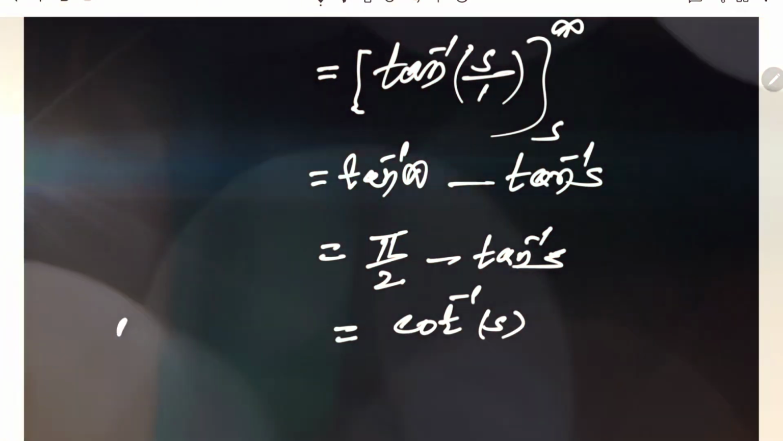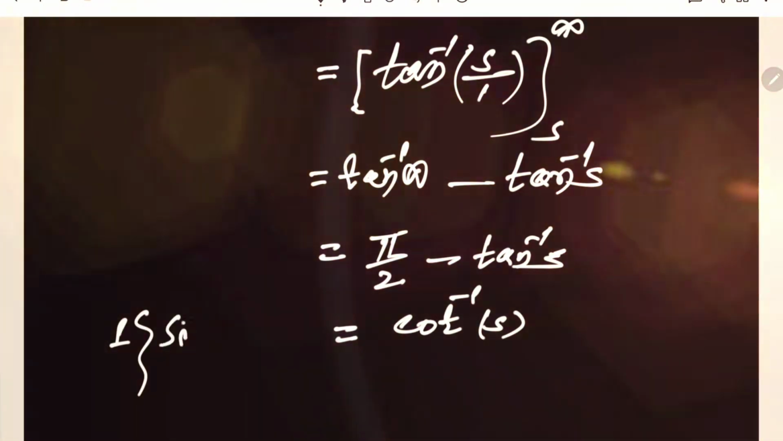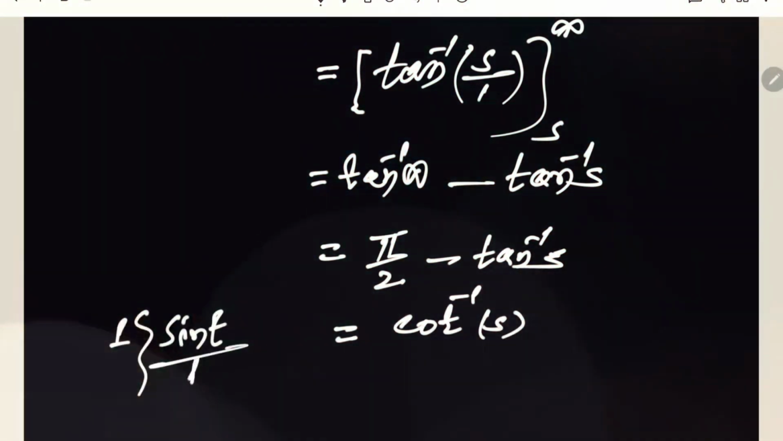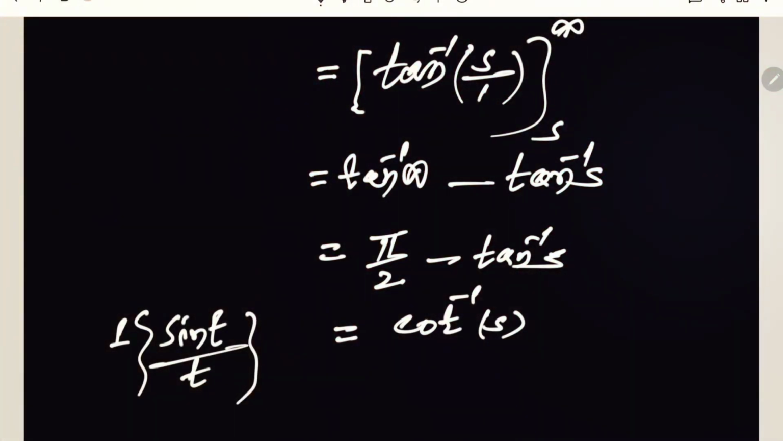Both answers are correct, either pi by 2 minus tan inverse of s, or in simplified form it is cot inverse of s. Then we go for the third example. Find Laplace of sin h a t by t.